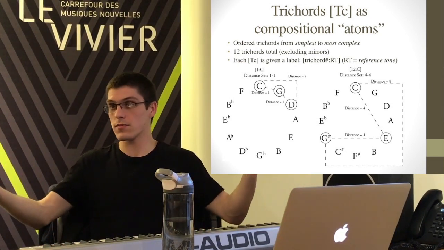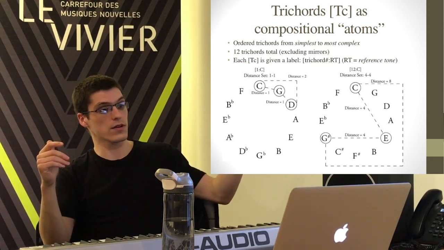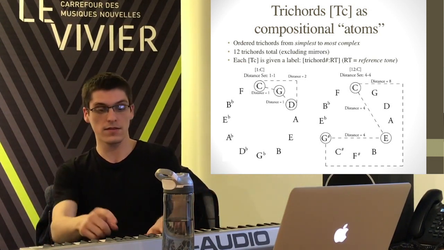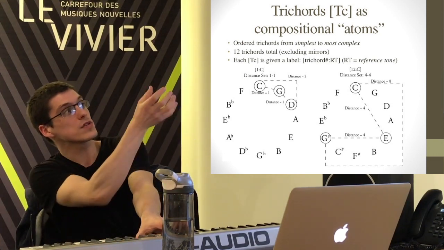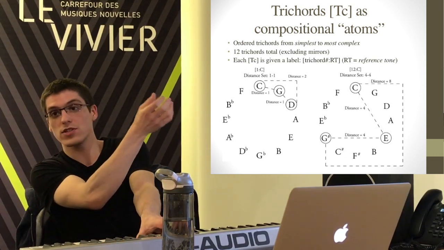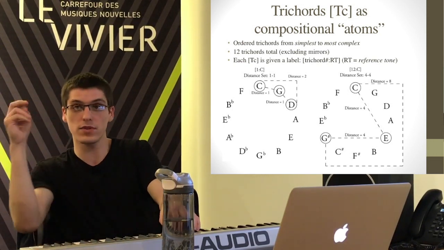So I ordered them according to complexity. So trichord one is the simplest trichord, and that one is just literally stacked fifths. So as you can see, it's the closest possible configuration of three notes on the circle of fifths. So that'll give you the simplest sonority.